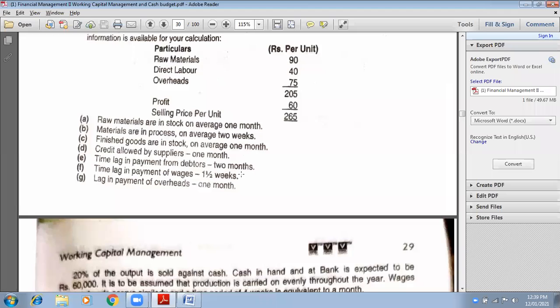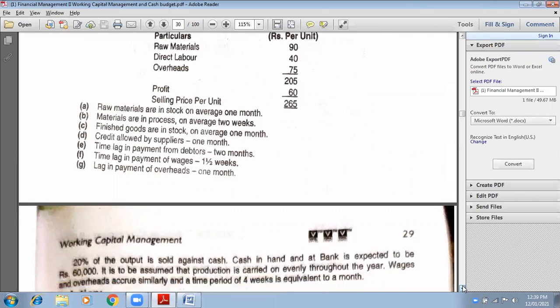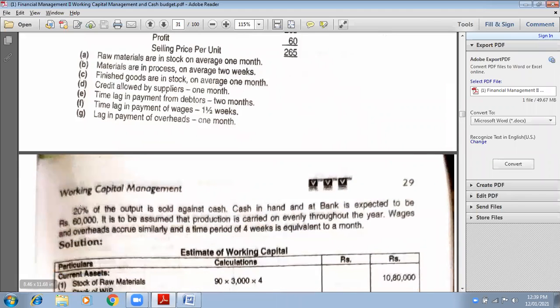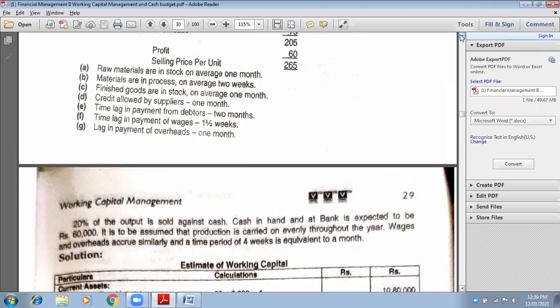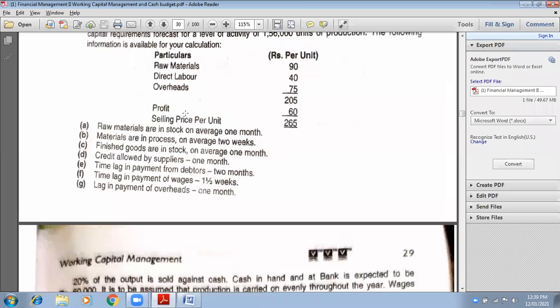But now, one more adjustment is given related to debtors on the next page. Read out the first line on the next page. 20% of output is sold against cash. That means this selling price is the base for the debtors. Always remember, for debtors, we take selling price as the rate column.